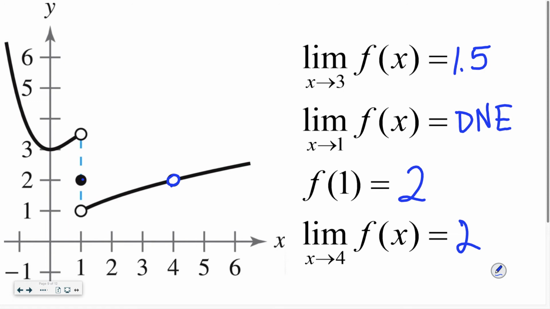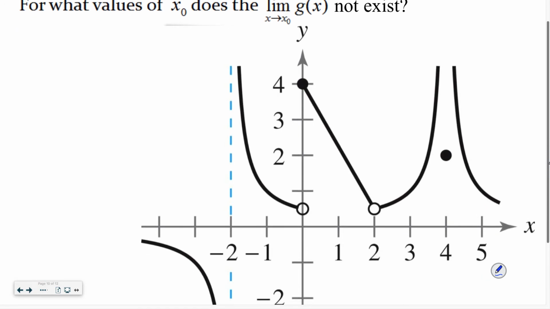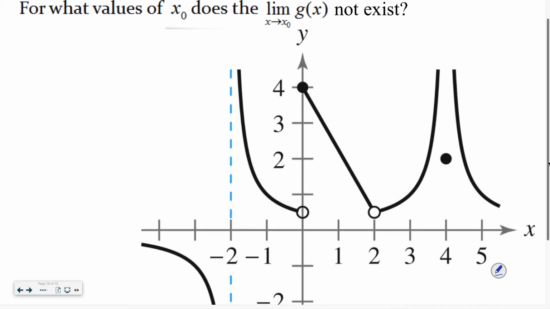Okay. Questions? As a time saver, don't write this down, but instead just talk about at your pod for 60 seconds. What x values does the limit not exist at? 60 seconds. Go.